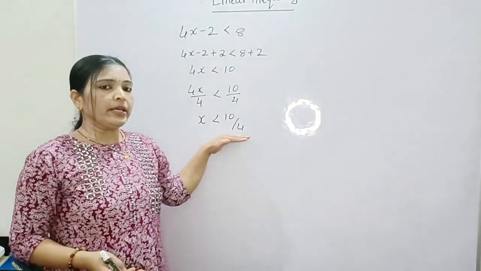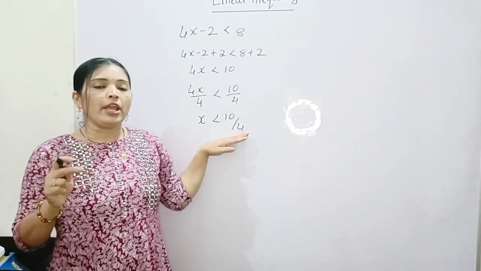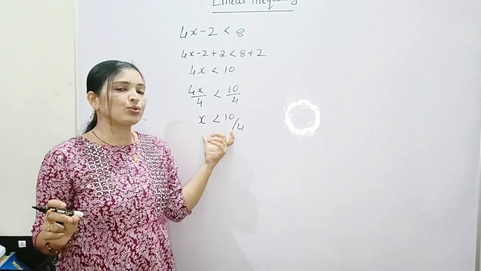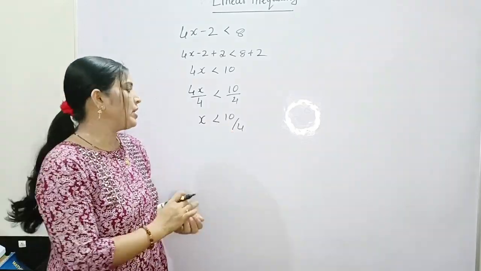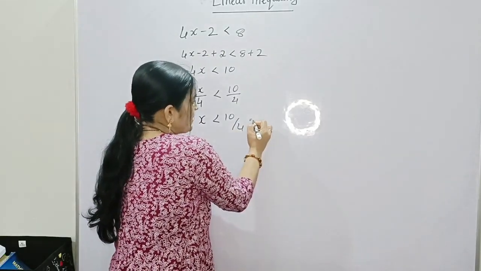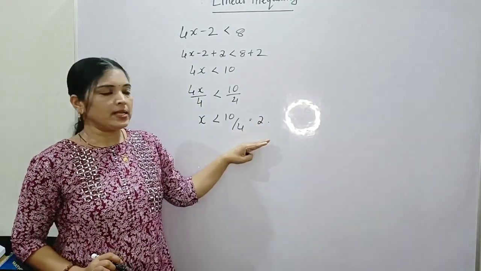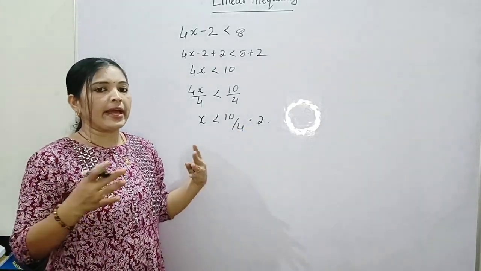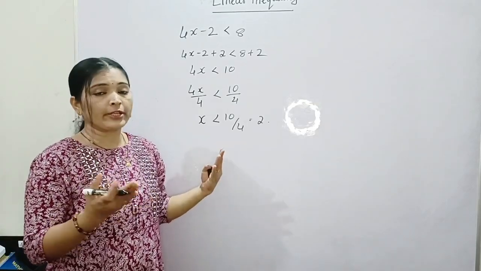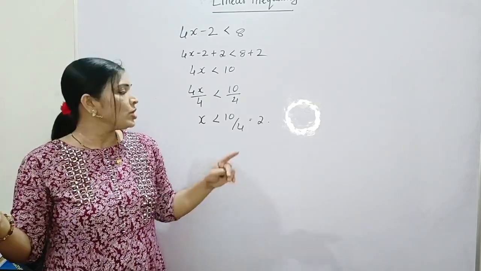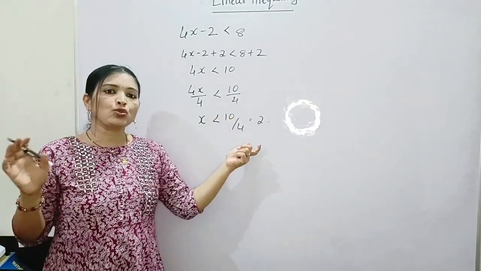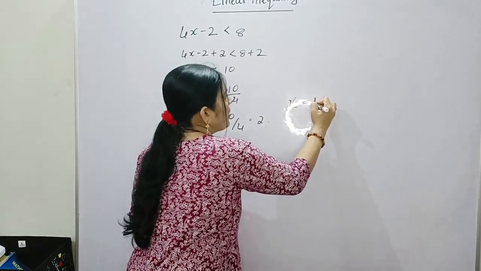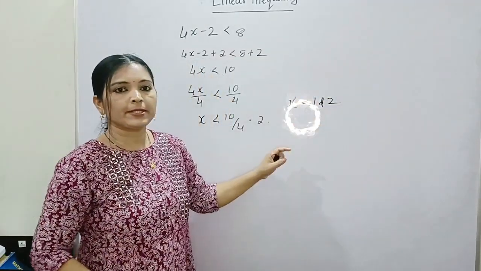Now here, if the condition is given that x is a natural number, what are the values of x? See, 10 by 4 is nothing but 2 point something, isn't it? 4 2s are 8, 2 point something. Natural numbers means starting from 1 to infinity, right? So here x less than 2 point something. So x will be only 1 and 2, isn't it?